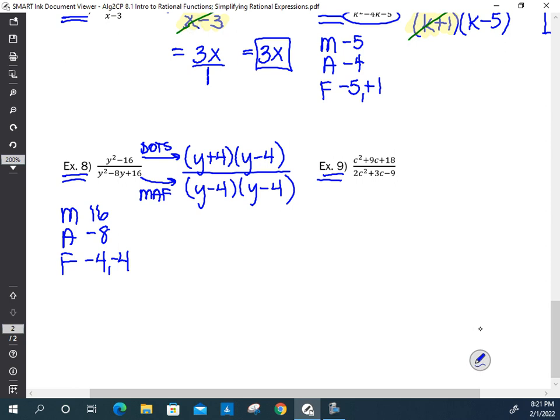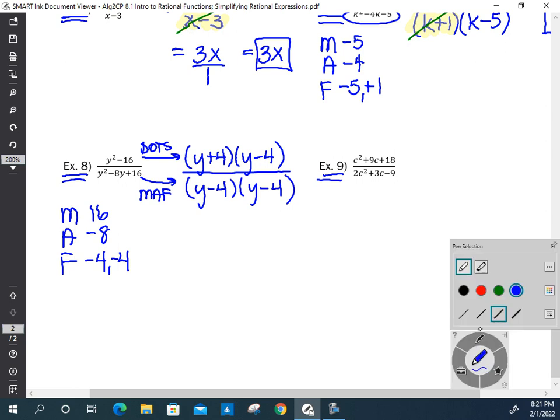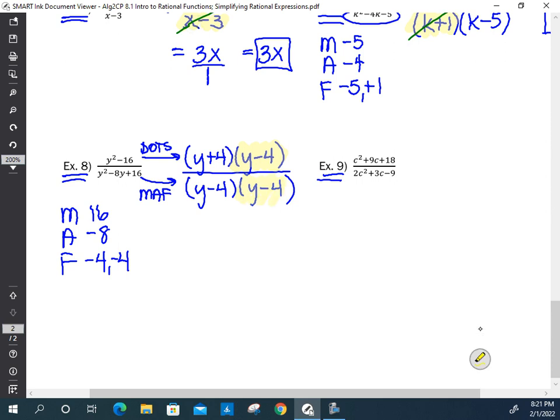So you have a shared term. You have y minus 4 at the top. Now you have two y minus 4s at the bottom, but you can only cancel out one of them. You can cancel out 1 for 1. That's it. Don't get greedy. 1 for 1. So those drop out. You have y plus 4 over y minus 4.